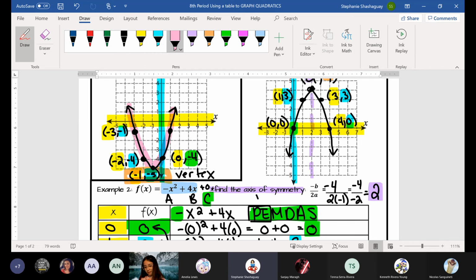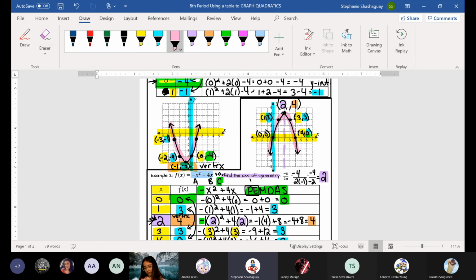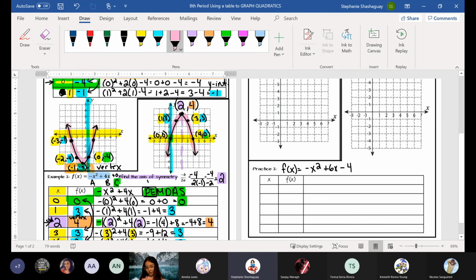And there's my graph. You can find more points if you want to, but you just need to find a minimum of 5 when you are graphing.